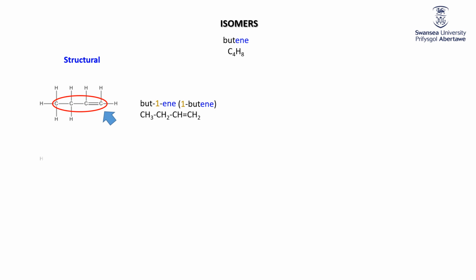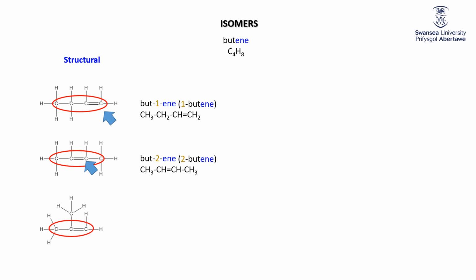Another structural isomer is where we're going to have the double bond starting at the second carbon. So that of course will be but-2-ene or 2-butene, and the formula of that is CH3CH double bond CH3. Now, of course, that's it in terms of a 4-carbon chain with a double bond, but we can, of course, have a 3-carbon chain with a double bond with an extra methyl group there. So this would be 2-methylpropene, the methyl group stuck there on the second carbon.